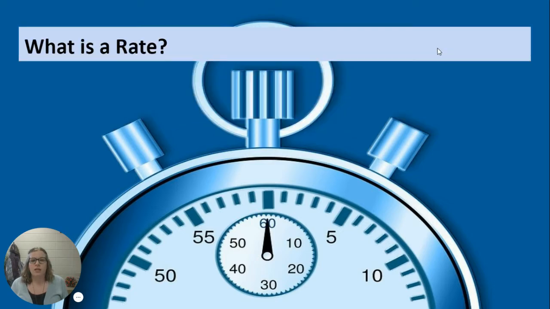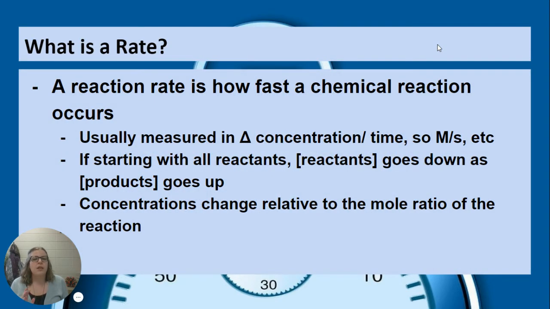The first thing you need to understand is what the heck is a reaction rate? A reaction rate is how fast a chemical reaction happens. In the case of our reactions, I would say 95% of the time, they are going to be measured in a change in concentration over time. Typically that's going to be in molar per second, or moles per liter per second, or millimoles per minute, or something along those lines. Once in a blue moon, you might see a pressure value in there, but I honestly think the majority of the time you're going to be seeing a concentration value.